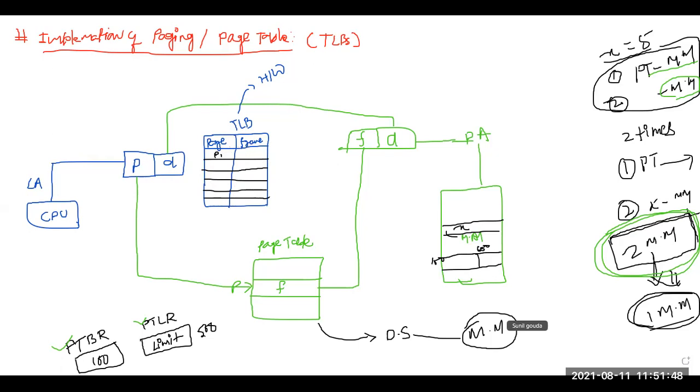Now initially what happened? Now initially it will be blank. There will be no page and frame. Okay. Now suppose, now try to understand this concept very carefully. So initially your TLB is blank. Now suppose the page 5 is requested. Suppose it requests for page 5.